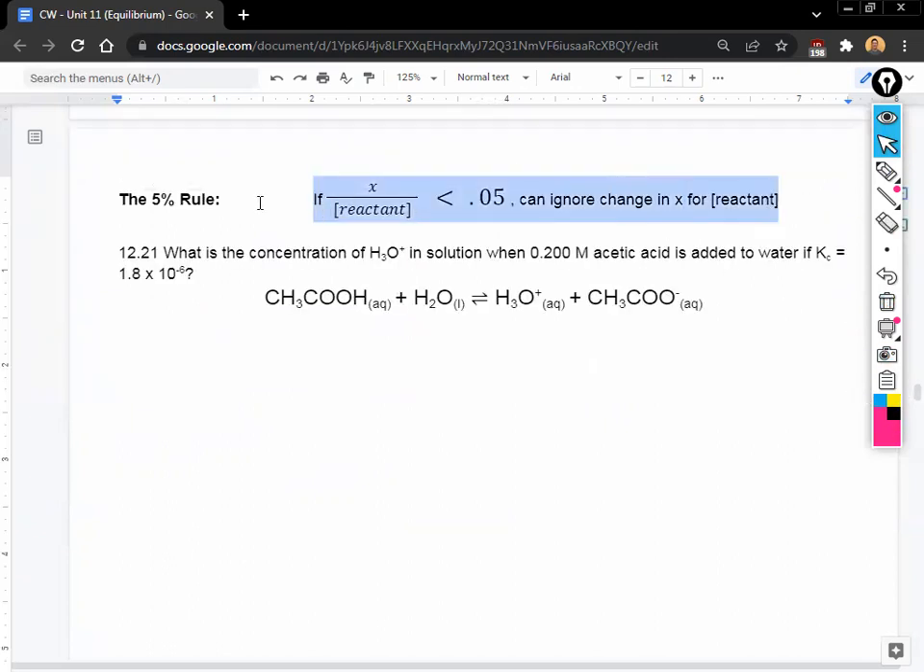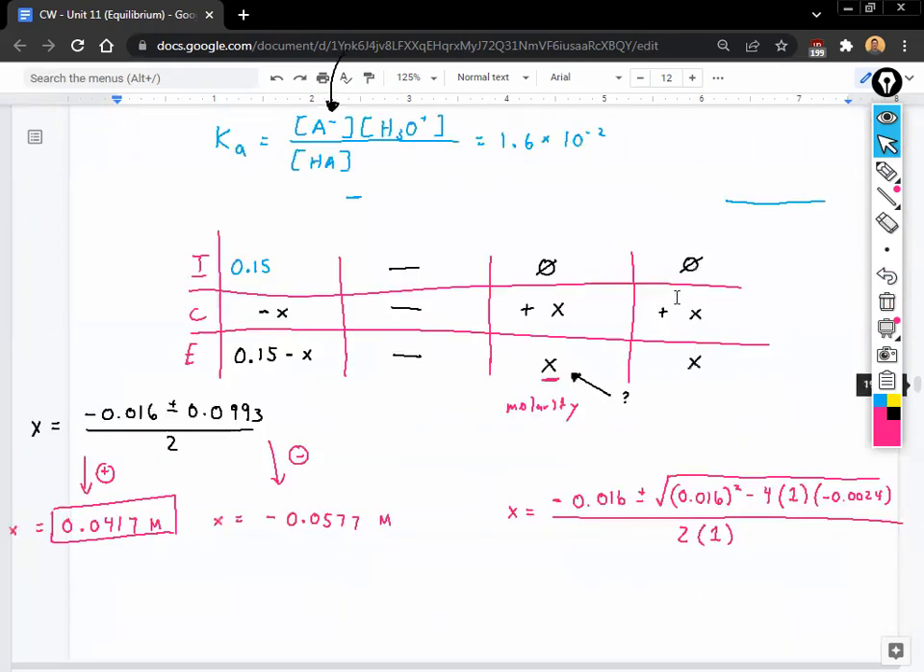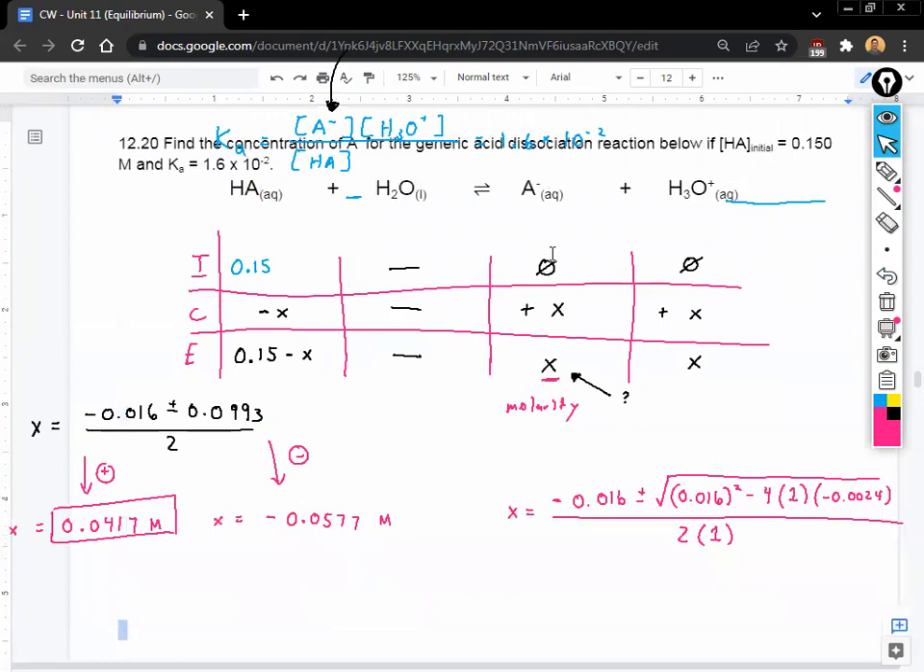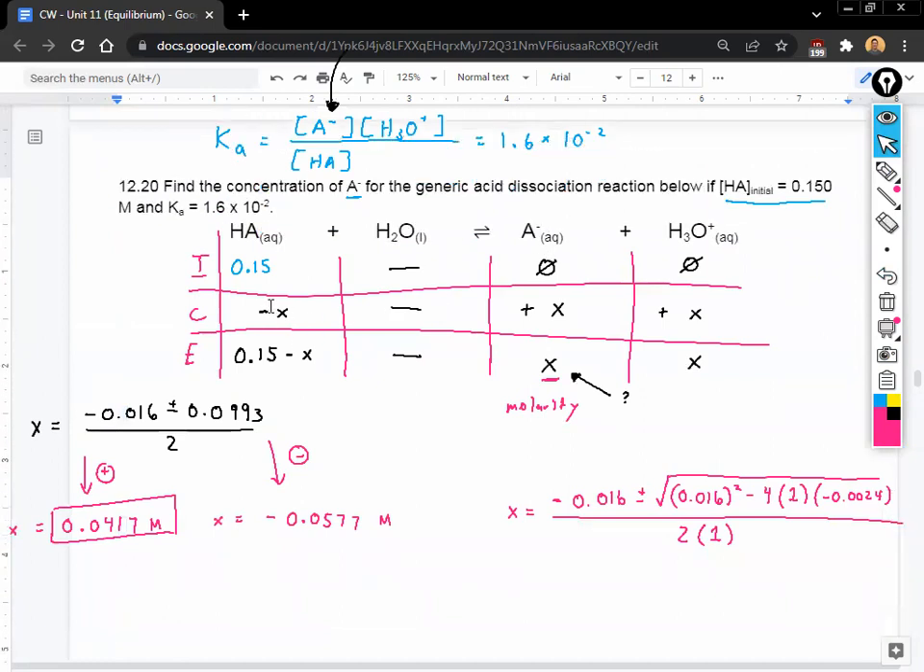Okay, so I have this 5% rule for you right here. Don't write it down. I'm gonna briefly try to explain this for you, but basically, you know how we did all that stuff for the ice table, right? Okay, for this minus x. There are times when this change in x is so small, you can ignore it.